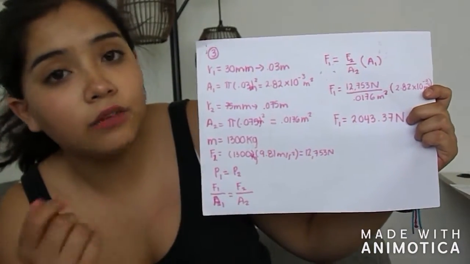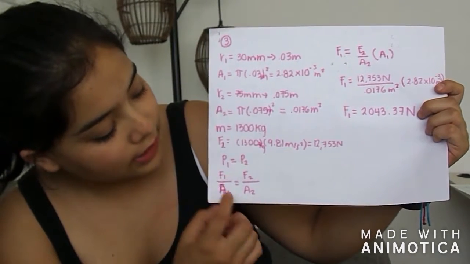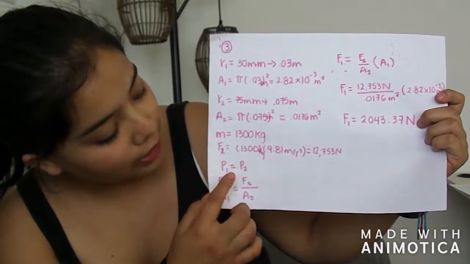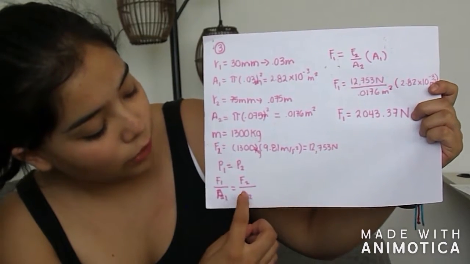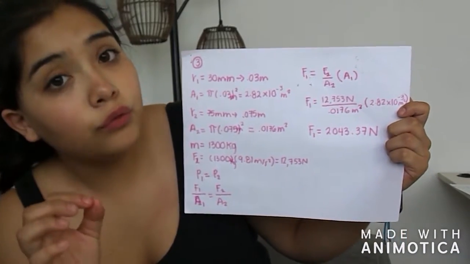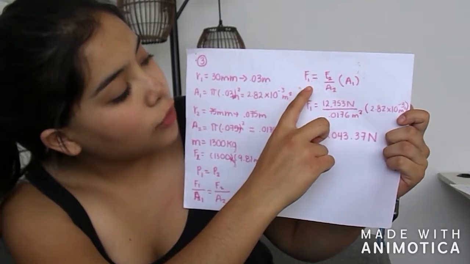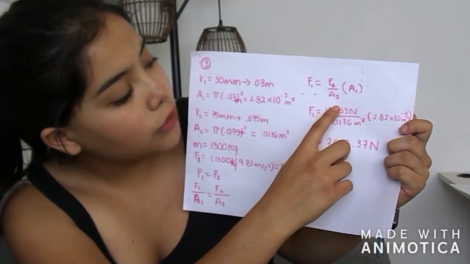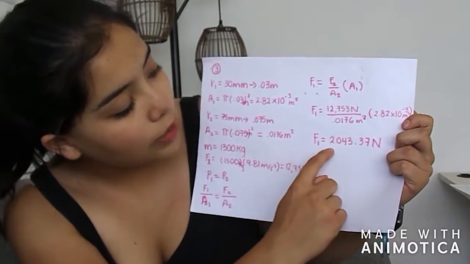Then with the Pascal formula, we need to do this. Pressure 1 equals pressure 2, so force 1 over area 1 equals force 2 over area 2. Then we clear out for force 1, and we have force 1 equals force 2 over area 2 times area 1. Then we substitute our values, and we have this result.